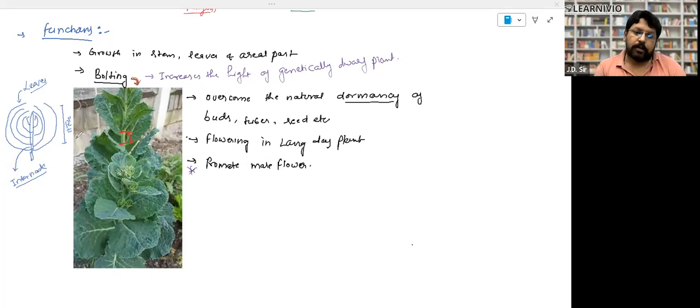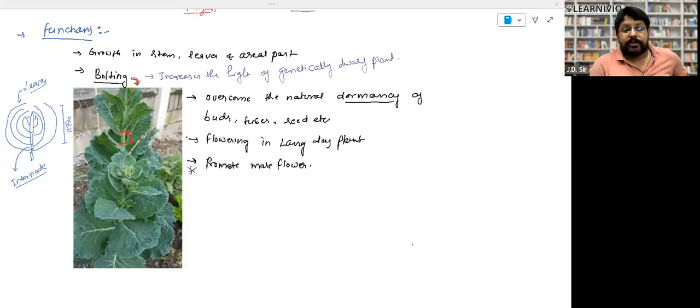Full stop. The next point is that it helps to overcome natural dormancy. We discussed last class that dormancy is the deep sleep of any seed. For example, suppose we have grown wheat in a field and harvested it. Immediately after harvesting, those seeds won't germinate. Why? Because they will sleep for the next 1, 2 or 3 months and germinate only in the next season. This period of sleeping is called the dormancy period.